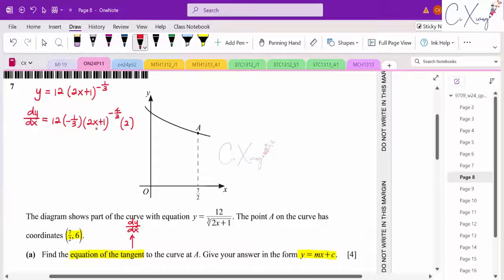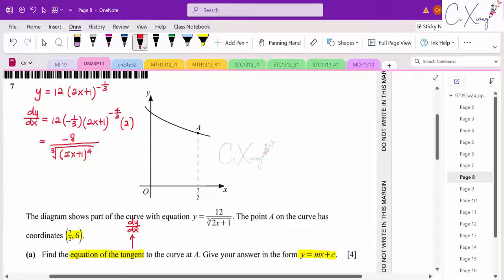Okay, so further simplify this particular expression. By right, you'll be having negative 8, then 2x plus 1 to the power negative 4 over 3. You can break it down, and then you're having a cube root with 2x plus 1 to the power 4. Okay, so this is the general term for dy dx.